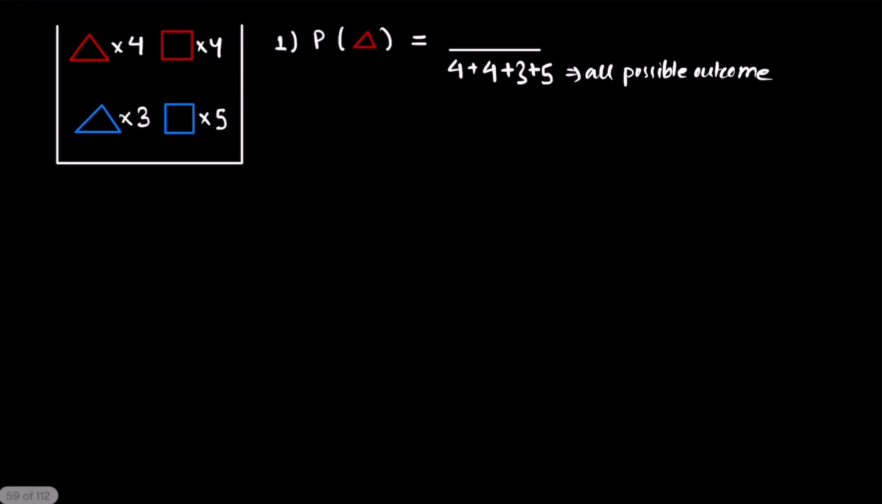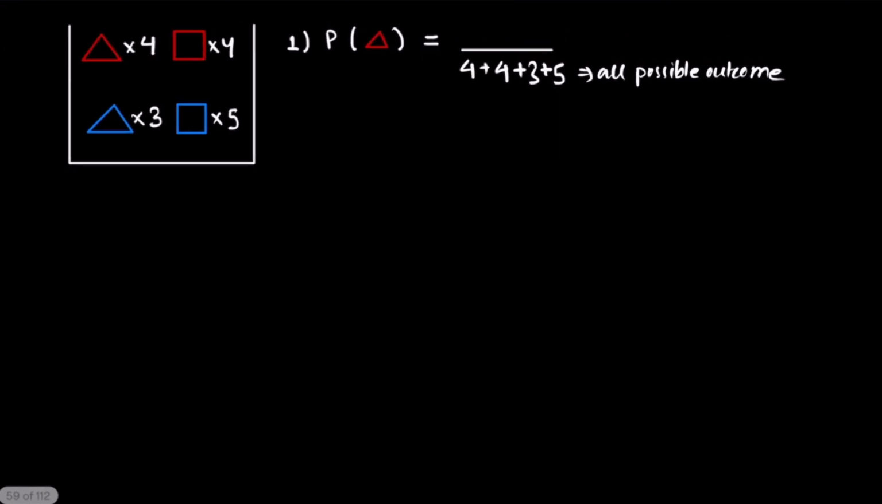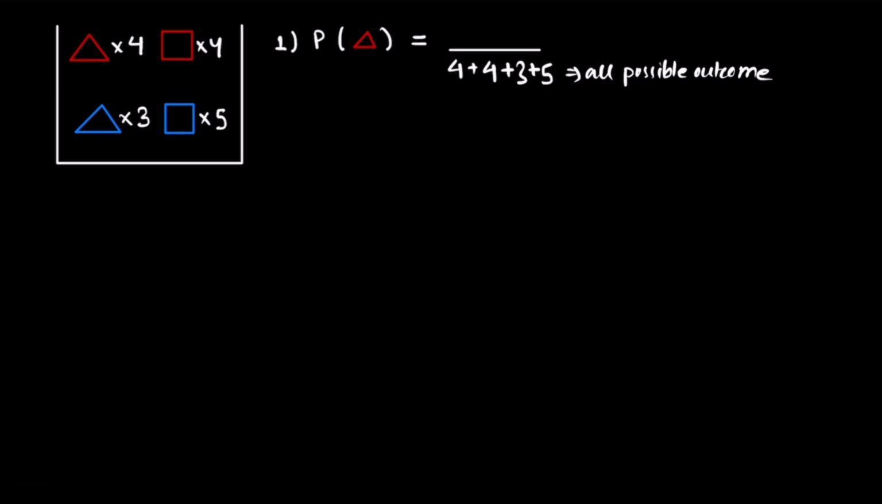What you need are your desired outcomes. What are your desired outcomes? Your desired outcome is to get a red triangle, not just any triangle, a red triangle. And there are altogether 4 red triangles. So that's your desired outcome.